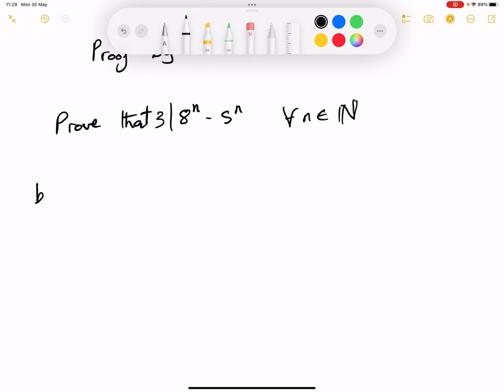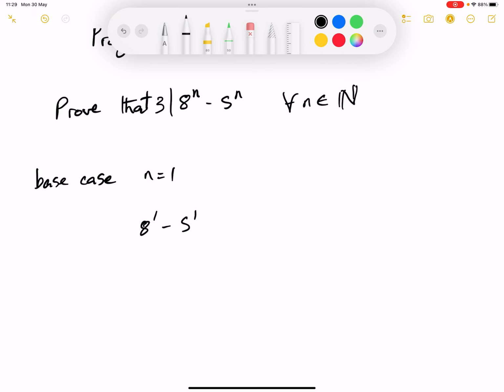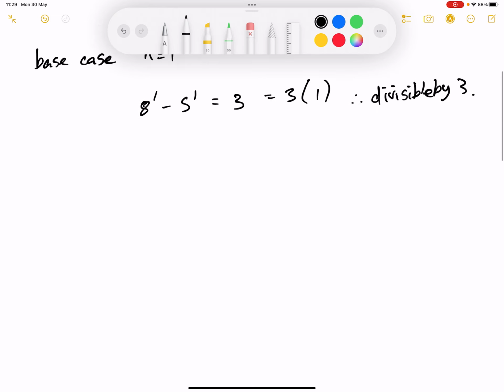Okay, so we're going to do the base case first. n equals 1, because that's the first natural number. So 8 to the 1 minus 5 to the 1 is equal to 3, which is equal to 3 times 1. Therefore, divisible by 3. Apologies for the scrappy handwriting.